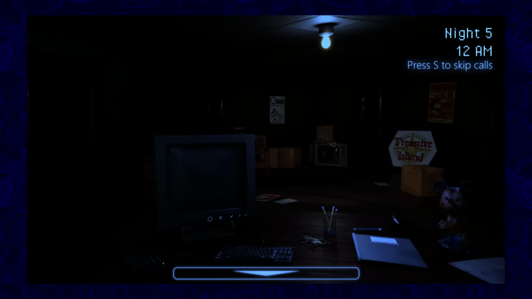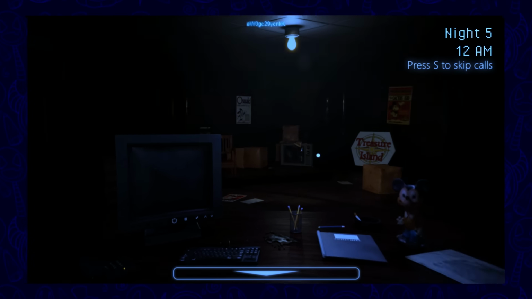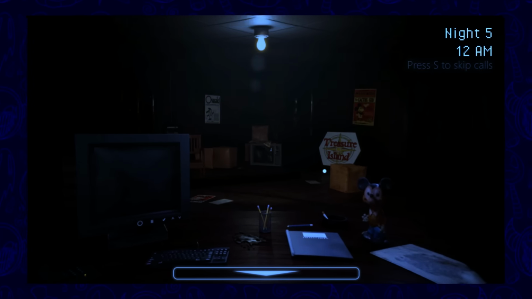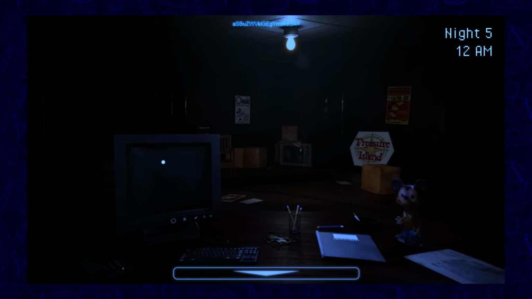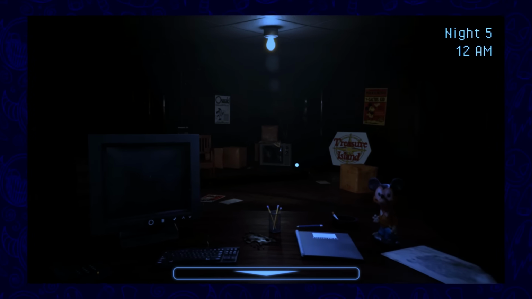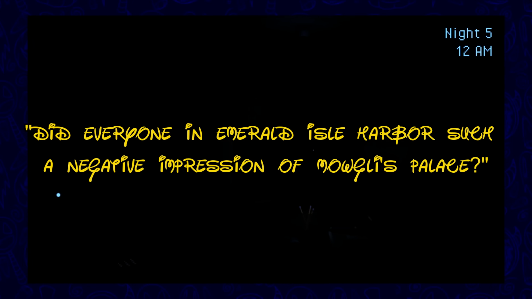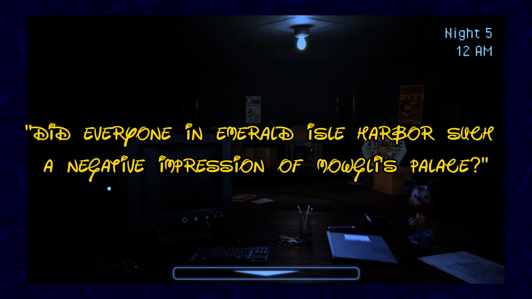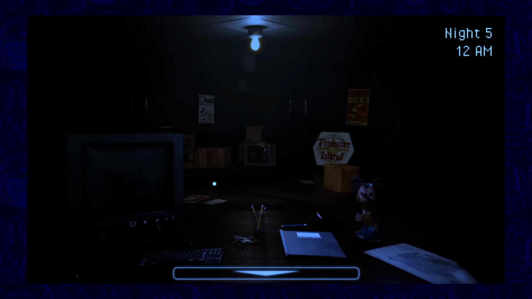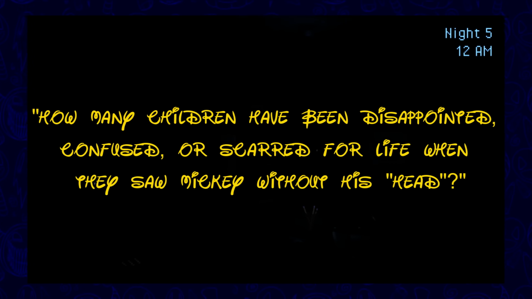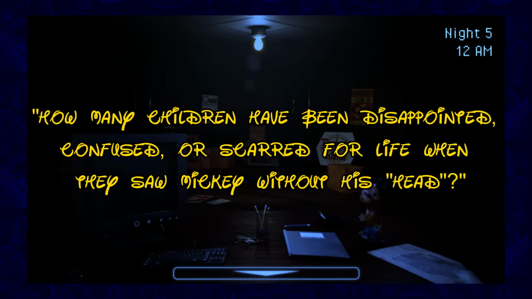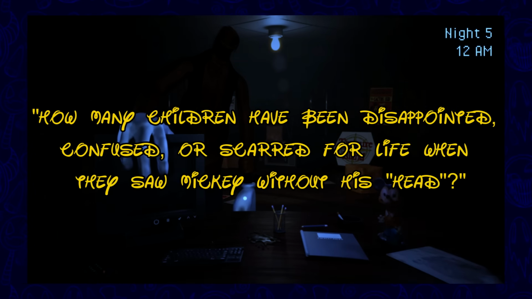Now allow me to explain. Looking closer at Corruptus as a story, we can immediately see signs of this being the case with the very few pieces of dialogue our author has regarding Mowgli's palace and the photonegative Mickey costume. When he begins theorizing about how multiple Corruptus came to be, in regards to this character, he states, "Did everyone in Emerald Isle harbor such a negative impression of Mowgli's palace?" And as well as this, later on, he further elaborates, saying, "How many children have been disappointed, confused, or scarred for life when they saw Mickey without his head?"